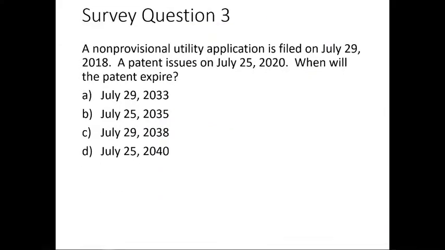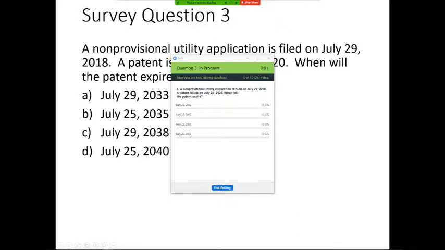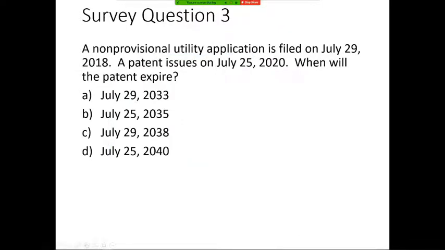All right. So, given that, here's survey question number 3. Let's say you have a non-provisional utility application that's filed on July 29 of 2018, and the patent issues on July 25, 2020. When will the patent expire? All right, Noah, can you load up the survey there? Yep, I just launched it now, so everybody is free to answer.